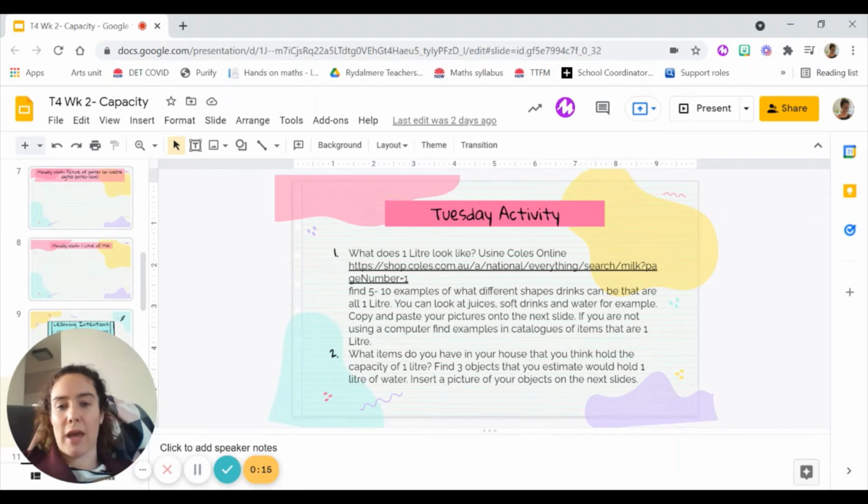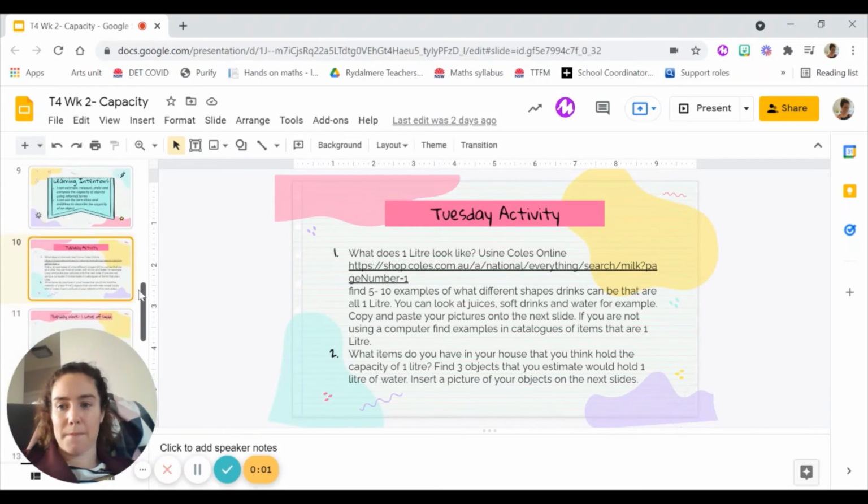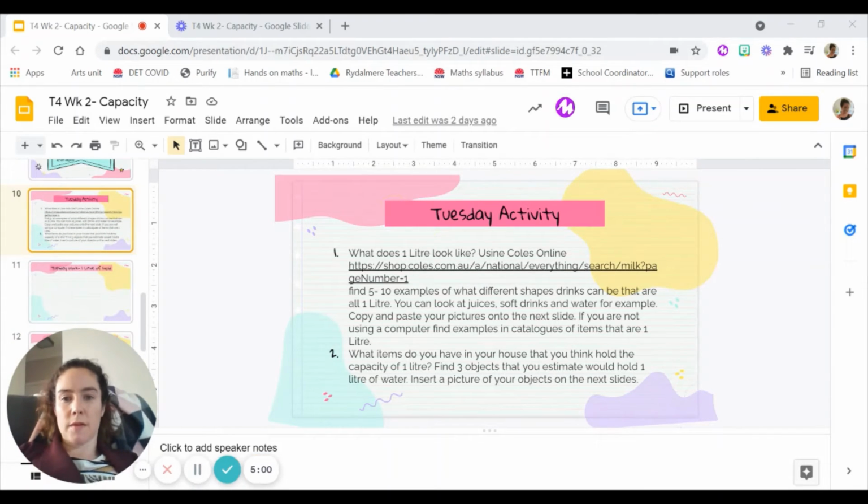The second activity we have is what items do you have in your house that you think hold the capacity of 1 litre? Find 3 objects that you estimate would hold 1 litre of water and insert a picture of your objects on the next slides. So those are your activities for Tuesday.